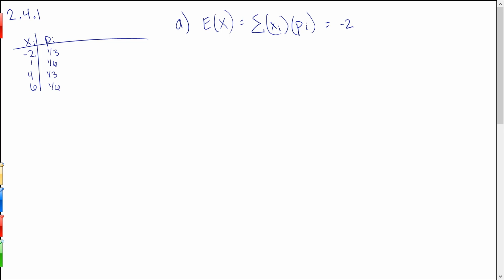So in our case, that would be -2 times its probability of 1/3, plus 1 times its probability of 1/6, plus 4 times its probability of 1/3, plus 6 times its probability of 1/6.